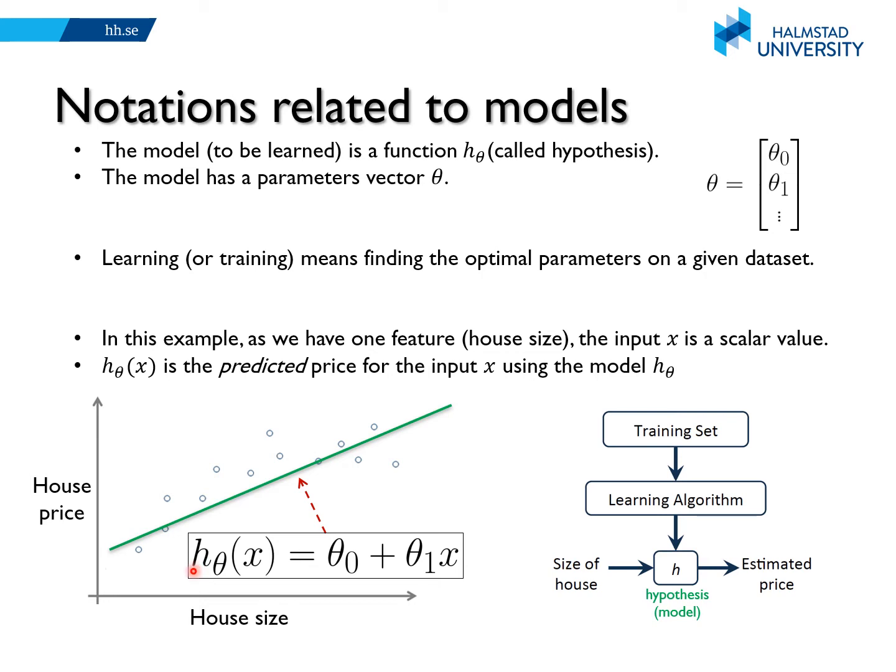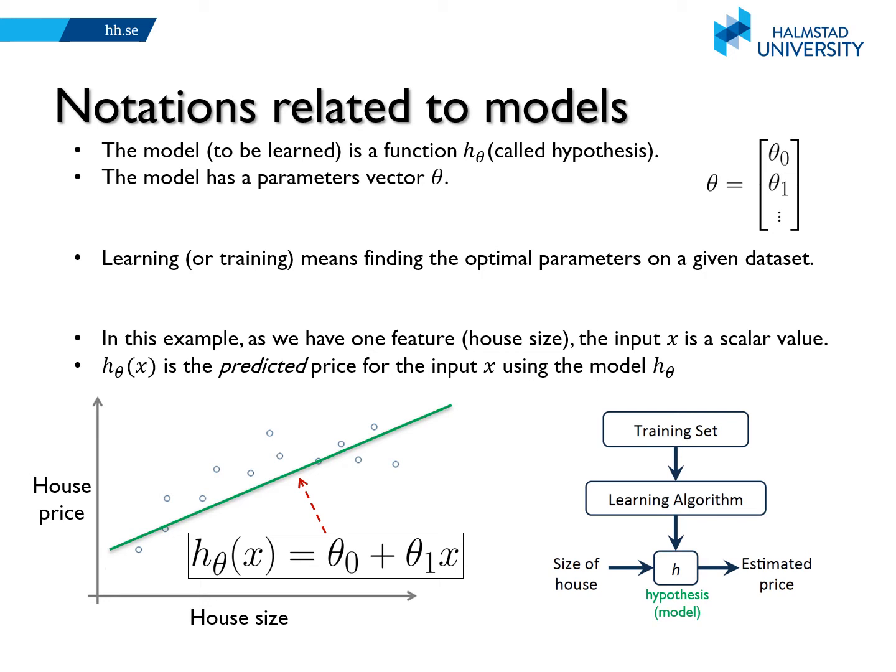H is our model. It's a linear model in this case. H of x refers to the predicted price. And this is the equation that defines our model. It involves the two parameters theta 0 and theta 1. By varying the values of theta 0 and theta 1, you get a different model or different line.